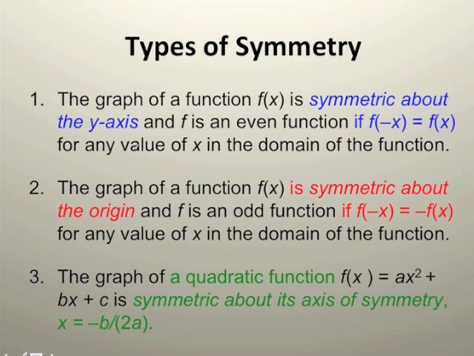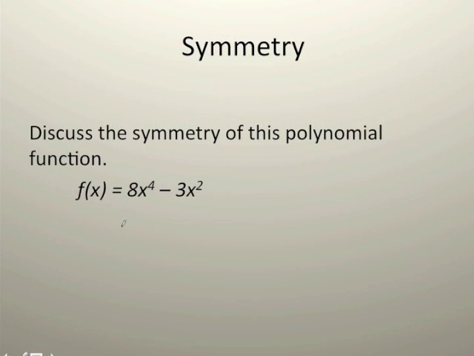A graph is symmetric about the y-axis if f is an even function, and if f(-x) equals f(x) for any value of x in the domain of the function. So it's symmetric about the y-axis. It's symmetric about the origin, and f is an odd function, if f(-x) equals -f(x) for any value in the domain. And the graph of a quadratic function is symmetric about its axis of symmetry, which is x equals -b over 2a. Discuss the symmetry here.